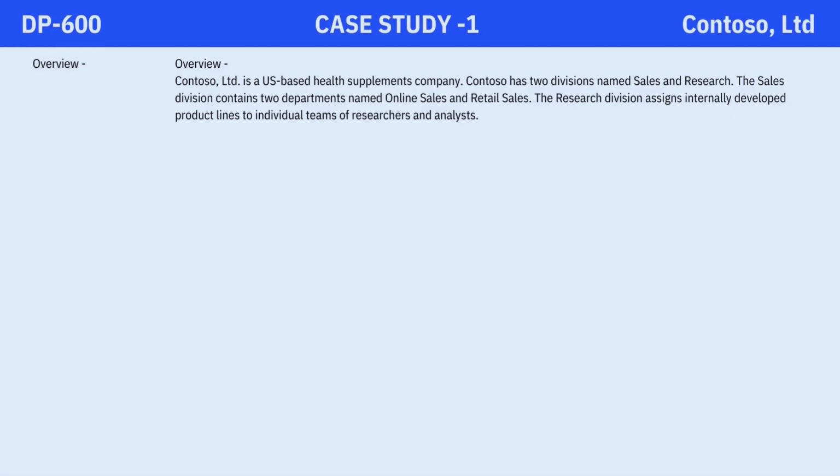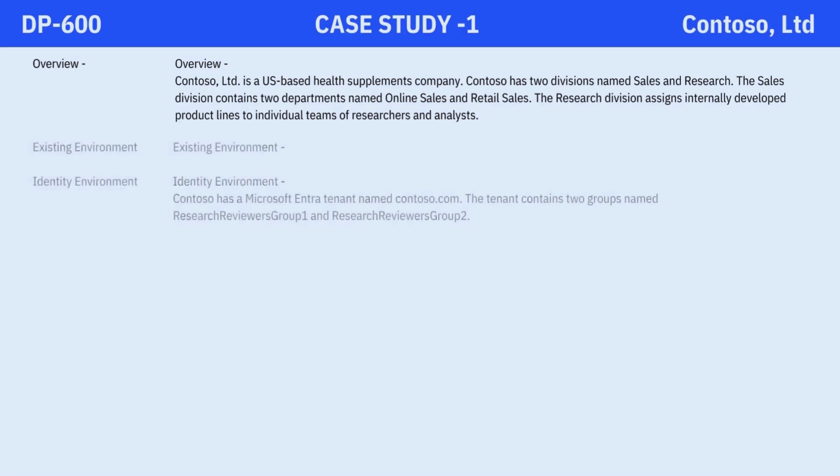Now, let's dive in. Here's the overview. Contoso LLC is a US-based health supplements company. Contoso has two divisions named Sales and Research. The Sales Division contains two departments named Online Sales and Retail Sales. The Research Division assigns internally developed product lines to individual teams of researchers and analysts.